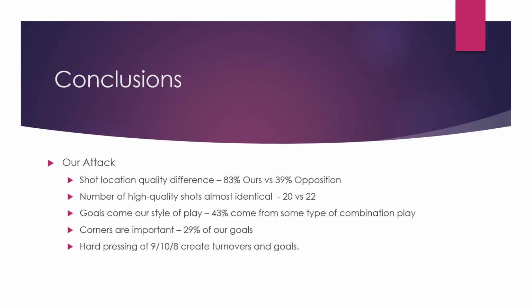So conclusions, specifically for our attack, now that we're almost at 30 minutes already. Shot location quality difference. My goodness. 83% of ours versus 39% for the opposition. We like to get the ball into the box and we like to shoot from the box. Keep it up. That is our style of play. I'm so glad that our style of play is revealed in our numbers. That makes me feel good. That tells me that the boys are listening to the coaching and are accepting our style of play.